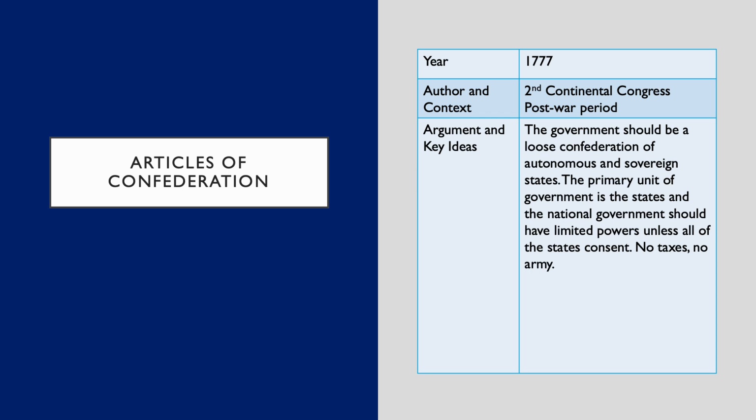All right, so the Articles of Confederation. Remember, this is the first form of government in the United States, established during the Revolutionary War by the Second Continental Congress, and it was in effect throughout the 1770s and 1780s. The key idea is that the government of the United States should be a loose confederation of autonomous and sovereign states. The primary unit of government should be the state governments, which should have way more power and authority than the federal government. The national government should have limited powers unless all, or at least a supermajority, of the states consent, right? No taxes, no army, no chief executive, no federal judiciary. Each state gets 1 vote. The states are sovereign is the key idea, and the national government is like the EU, but for the United States, right?